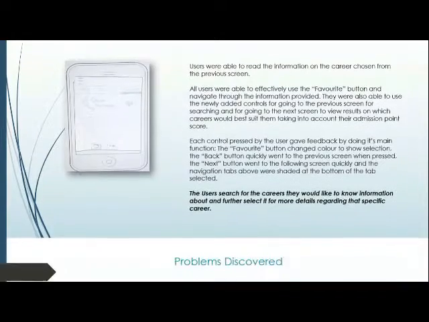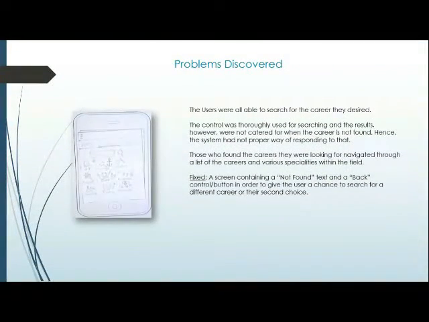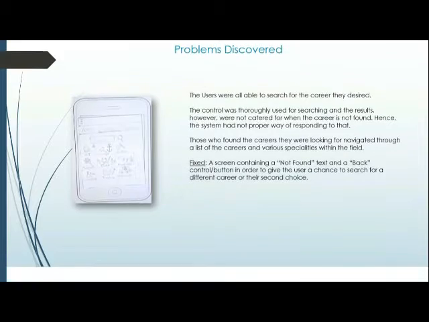the tab selected. And then users were all able to search for the career they desired, and the control was thoroughly used for searching. The results, however, were not catered for when the career is not found. Hence, the system had no proper way of responding to that. So it was fixed, and a screen containing a not found text and a back control button was added in order to give the user a chance to search for a different career of their second choice.